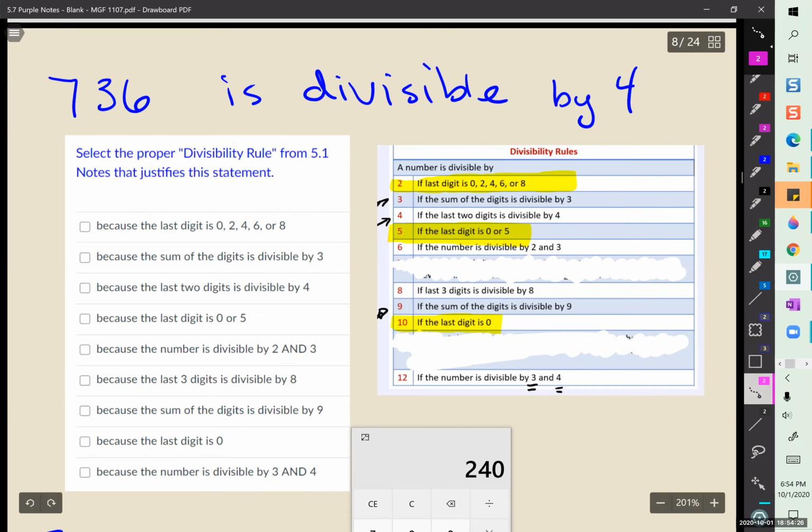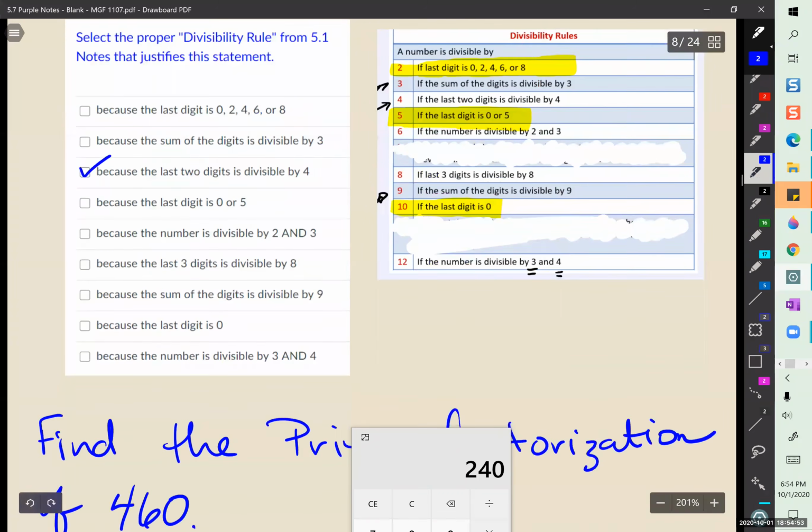So let's go at 4. Doesn't it say it's divisible by 4 if the last 2 digits are divisible by 4? So we'd look which one of these says that. That would be the correct answer choice. Now, if we were to ask what makes it divisible by 2, it would be this one, right? So we know how to work these kind of problems.